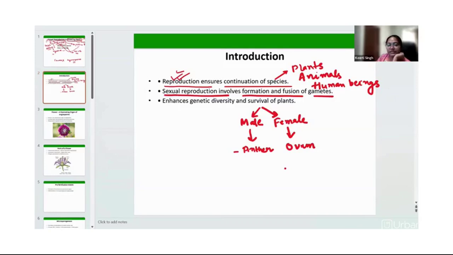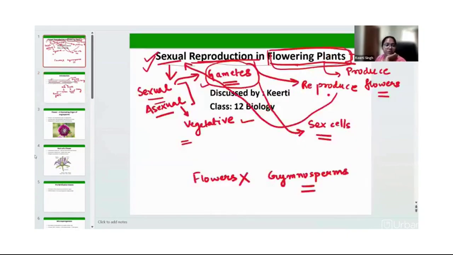The anther is the male gamete producing part, producing the pollen grain eventually. And the ovum is produced by the ovary, of course. So this is the male gamete and this is the female gamete. Okay, let's have a look.